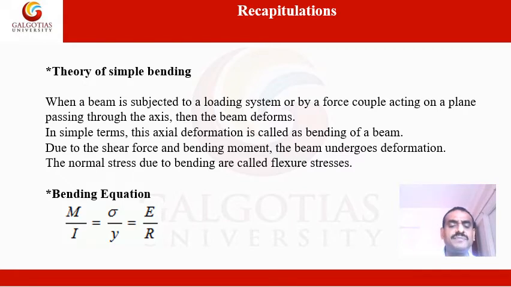This equation can be used to find the bending stress or any other parameter which is not known. By substituting the values, we can find the other values. For example, in this equation, if you know the Young's modulus, radius of curvature, and y, then by substituting the values we can find the bending stress. In another way, if we know the bending moment, moment of inertia, and y value, then in that case also we can find the bending stress. So this is about the theory of simple bending and the bending equation.